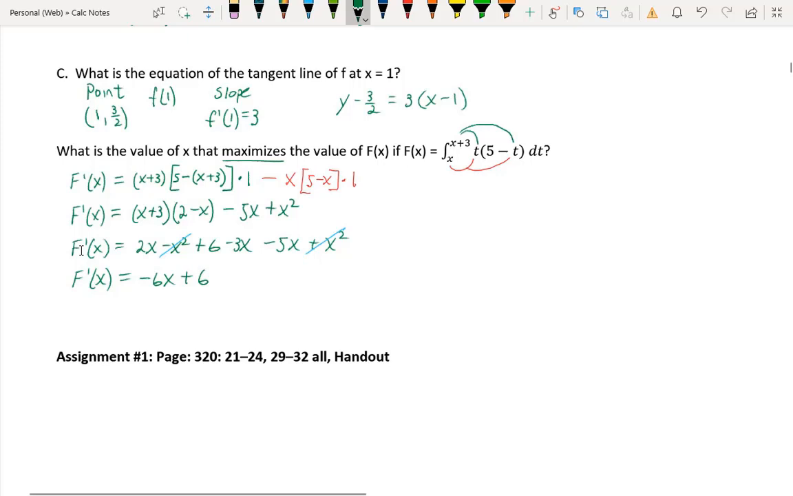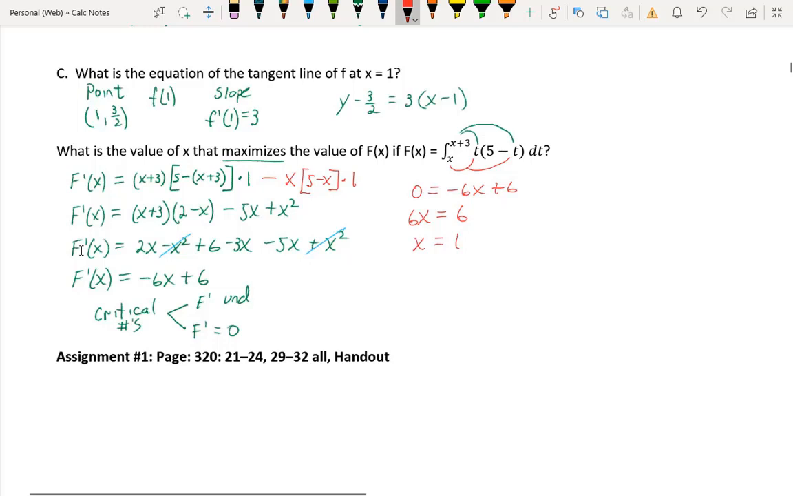So what we're talking about is critical numbers. Okay, so again, critical numbers, that's where f prime is undefined, and in this case you can see we don't have any because it's just a polynomial, and where f prime is equal to 0. All right? So I'm going to take my derivative and set it equal to 0. So I get 0 equals negative 6x plus 6. If you add 6x to both sides, you get 6x equals 6, and divide out the 6, and you get x equals 1. So I only have one critical value.